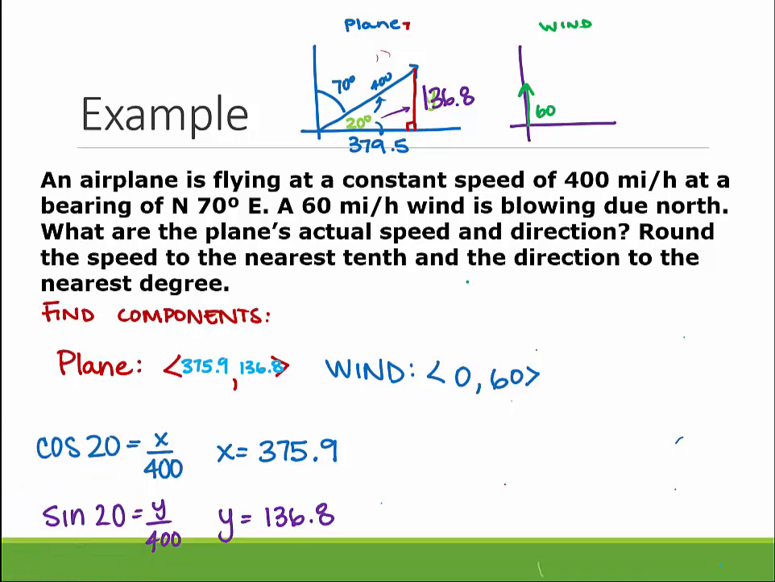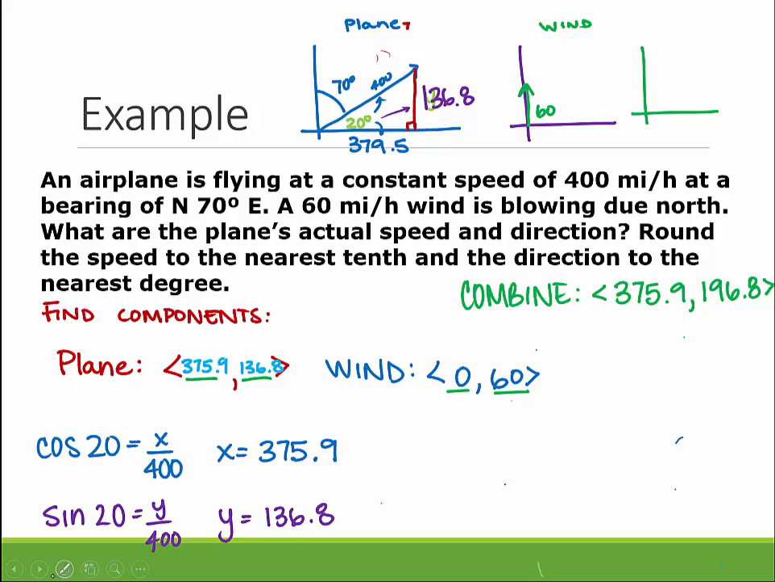So, combined, our new direction is 375.9 in the x direction, because we added this and this. And then in the y direction, we have to add this and this. So you end up with 196.8. So again, if we were to draw that, we would go over 375.9, up 196.8, and our vector would be somewhere here-ish.